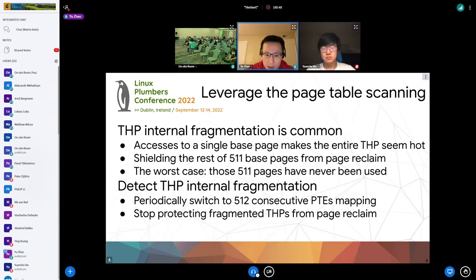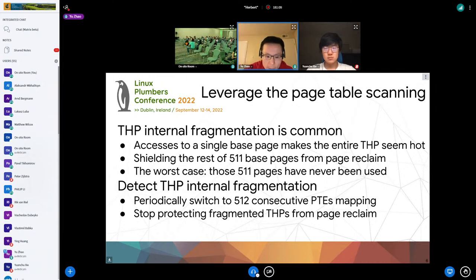Also, during the MGRU benchmarking, we found that THP internal fragmentation had a very bad negative effect on server applications like Memcached and Redis, because those in-memory KV stores use small objects on average. The object size they use is like 700 bytes. So giving them THP is basically wasting lots of space.